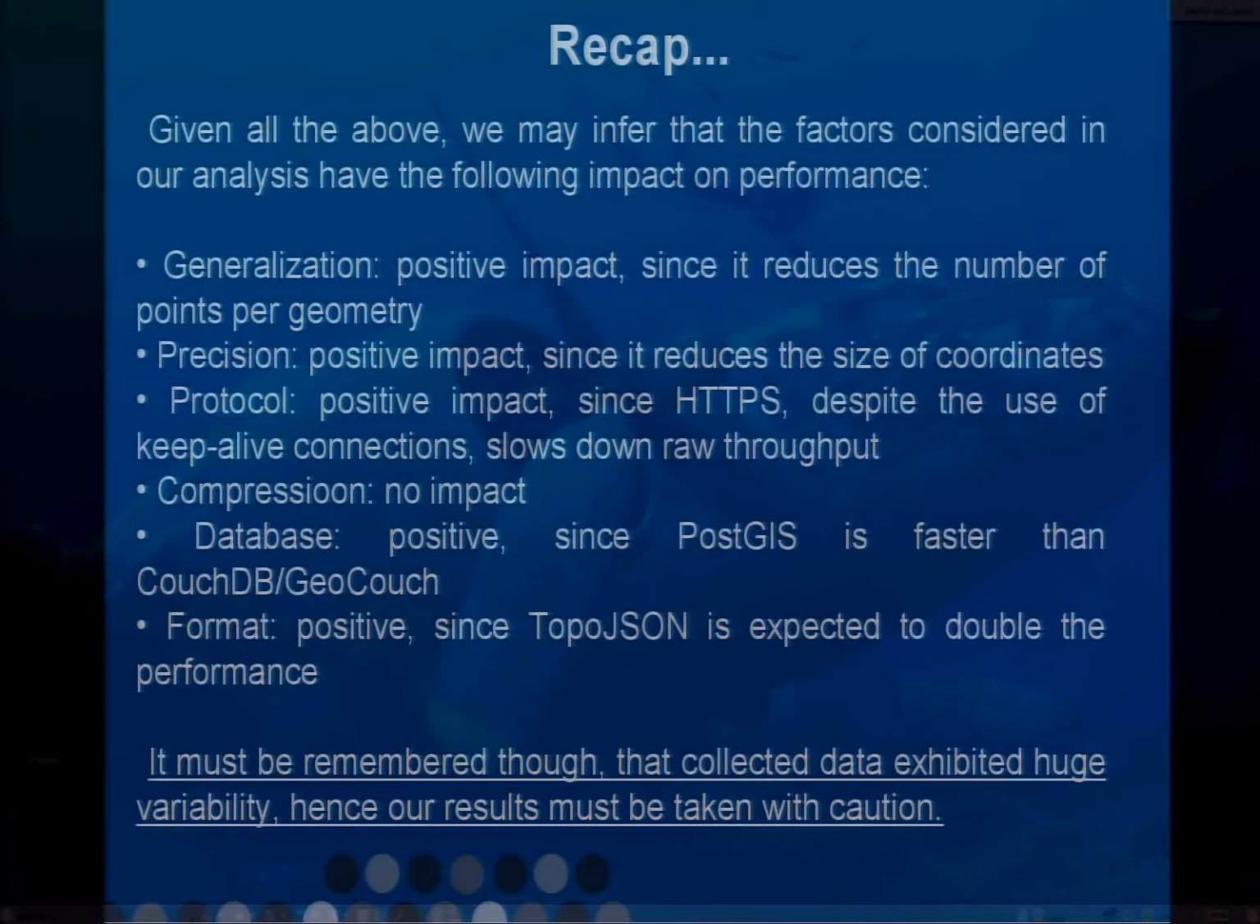So where's the slide? OK, generalization has a positive impact, precision as well. Protocol plays a part, despite what I first thought. Compression has no impact, so it's pointless to gzip things. And database, of course, has a positive impact because PostGIS is way faster than CouchDB, at least the current version of CouchDB. And TopoJSON is expected to give us a performance boost. And that's it.